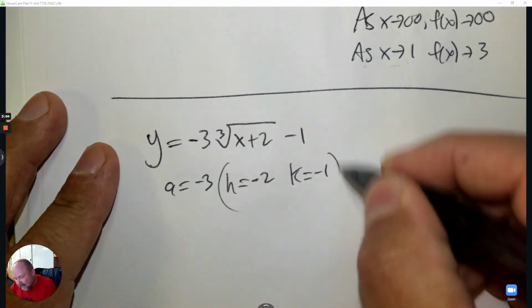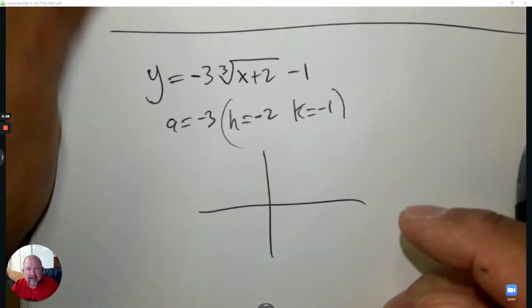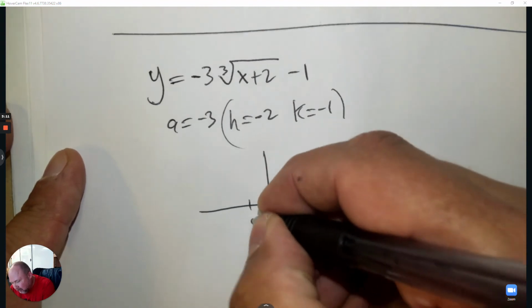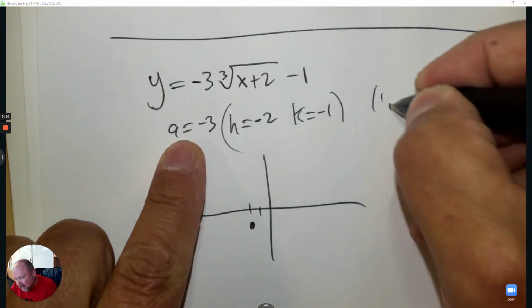Now hk is where my graph is going to start, just like before. So I'm going to start at negative 2, negative 1. That's called the point of inflection for a cube root. So at that point, it's going to change from concave up to concave down. But we do need a couple other points.